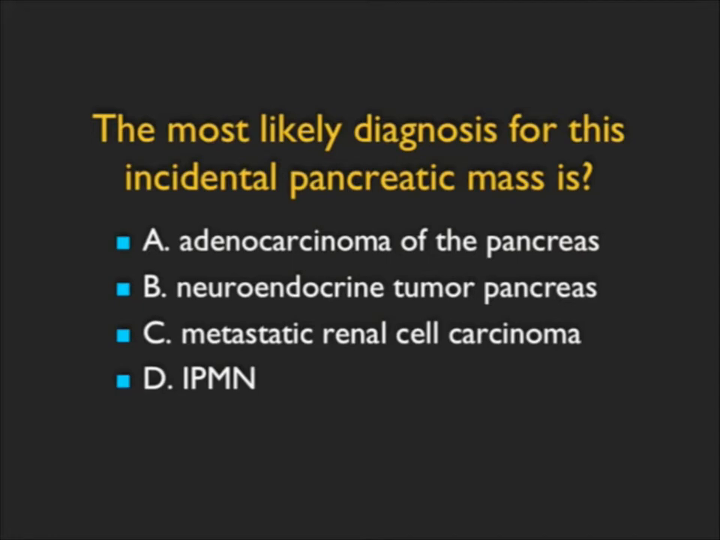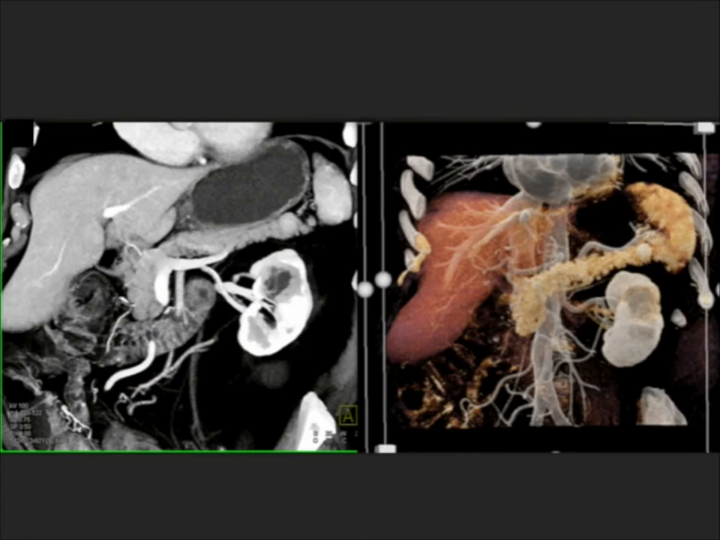In this case, I asked you what's the most likely diagnosis for the incidental pancreatic lesion. And what you can see very nicely on the volume rendered images as well as on the cinematic rendering is there's an approximately 2 centimeter enhancing lesion in the tail of the pancreas. And at the end of the day, that's going to be a neuroendocrine tumor, which it was.